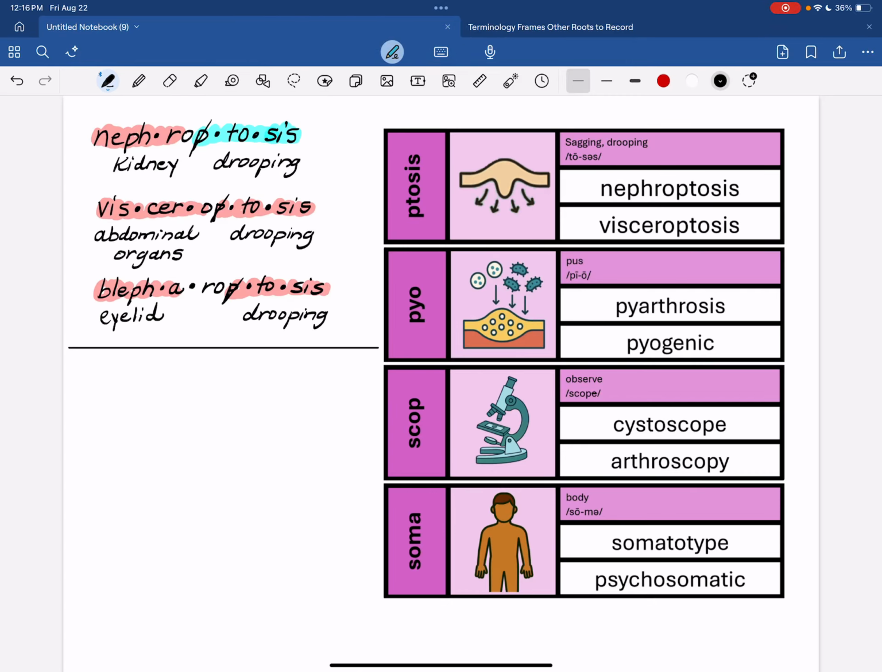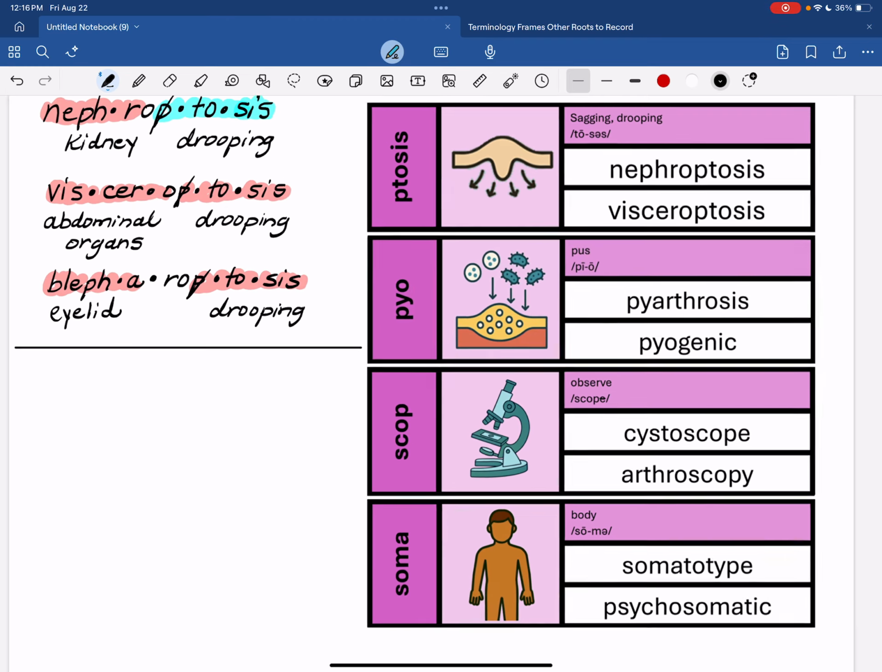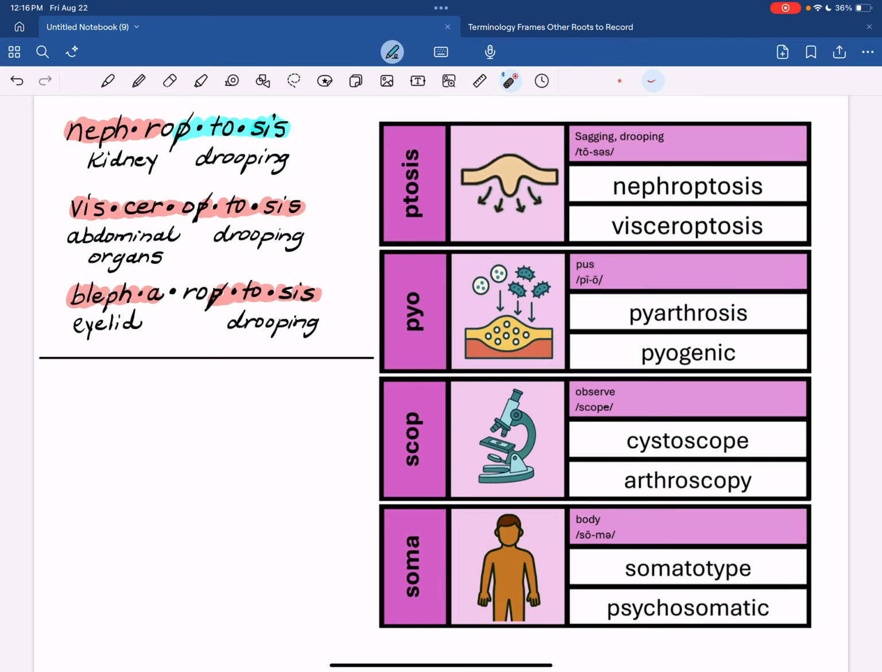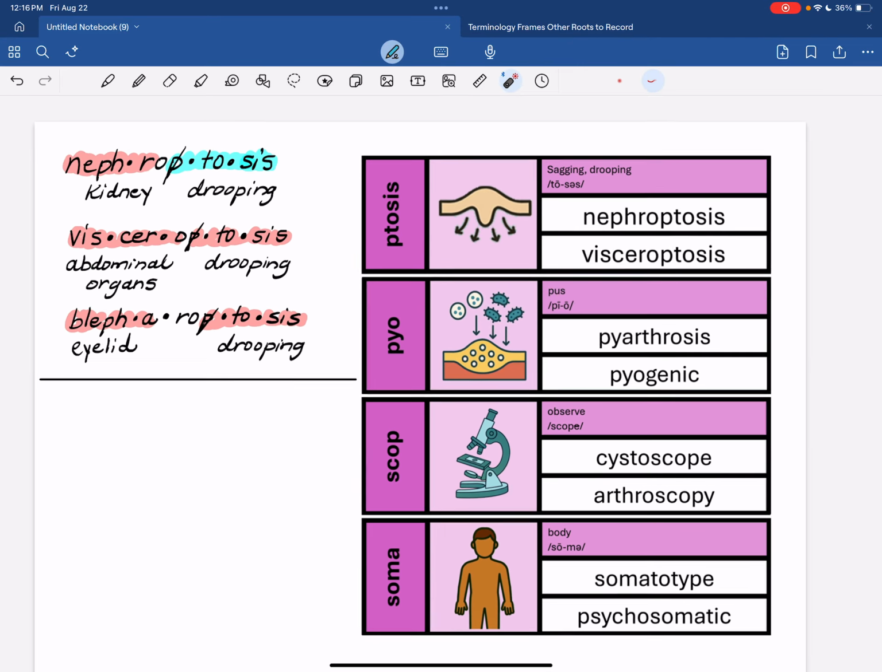The next word root is pio. Pio means pus. And you can see a picture here of bacteria invading tissue. And here's the pus. Pus is a sign of infection. So pus is a serious situation.